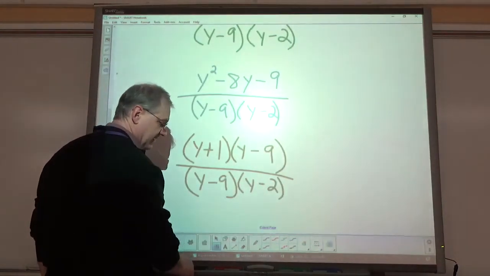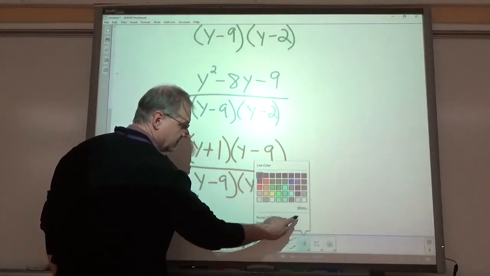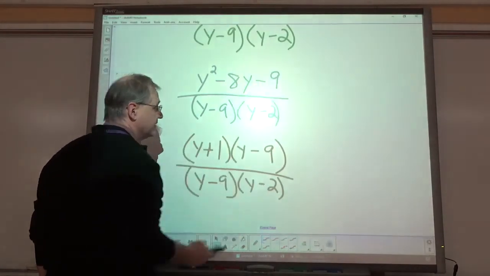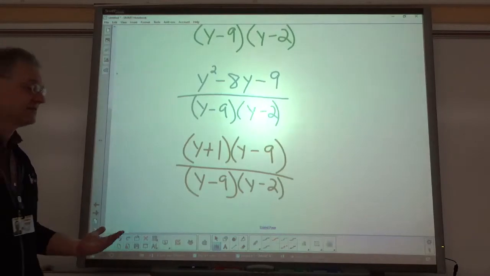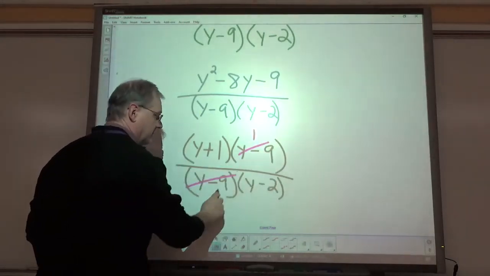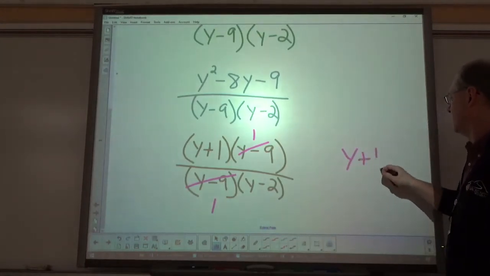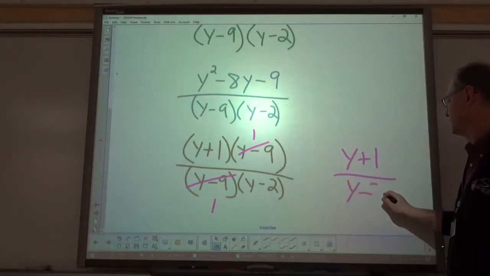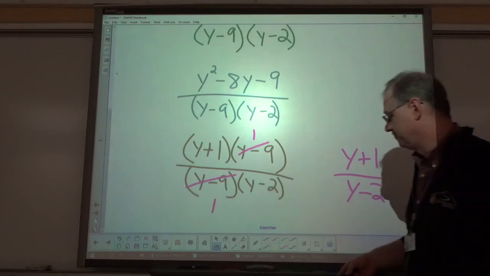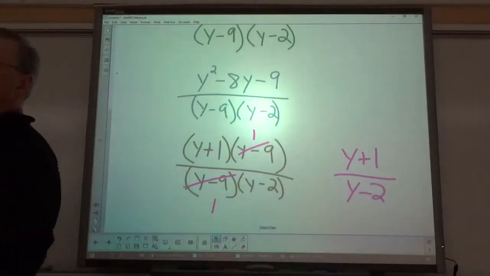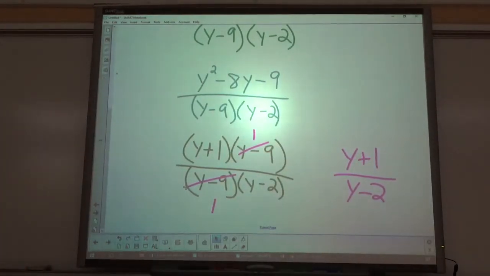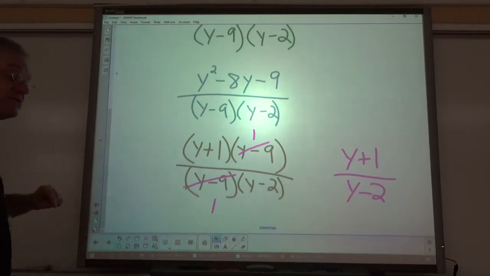All right, let us see what we can do with this. What reduces the y minus 9s? All that I have left on top is y plus 1, and on bottom is y minus 2, and now I'm done. Now, all of these multiply, divide, simplify, add, and subtract, they are all leading us up to solving equations with expressions like these. And that's what we'll do tomorrow.